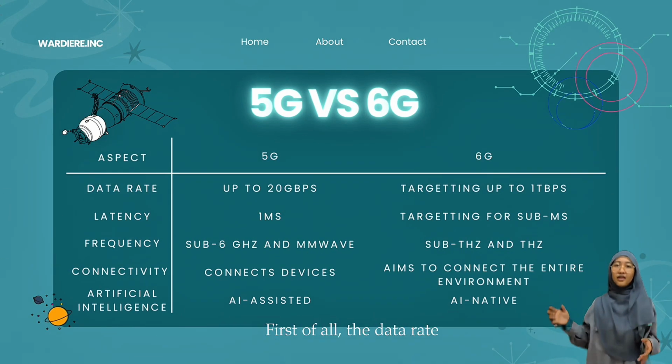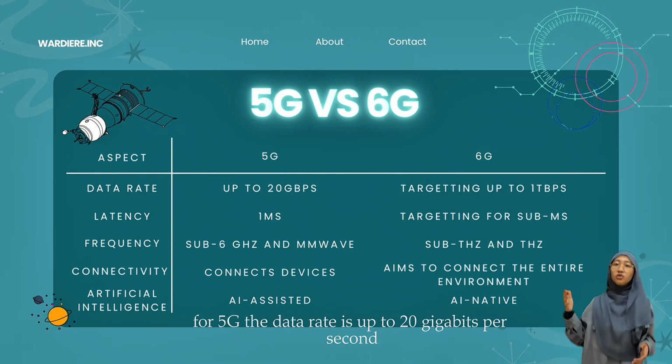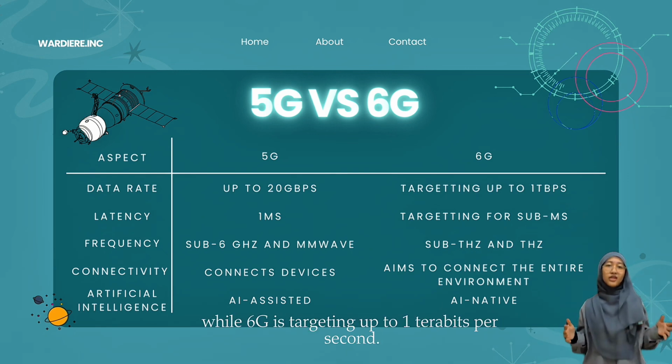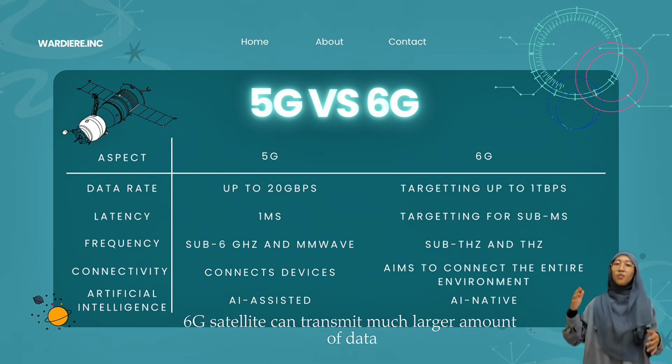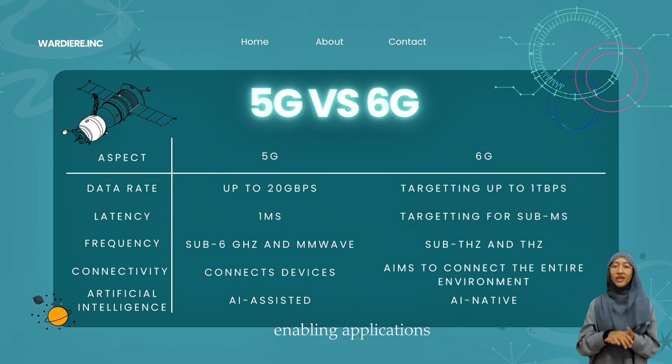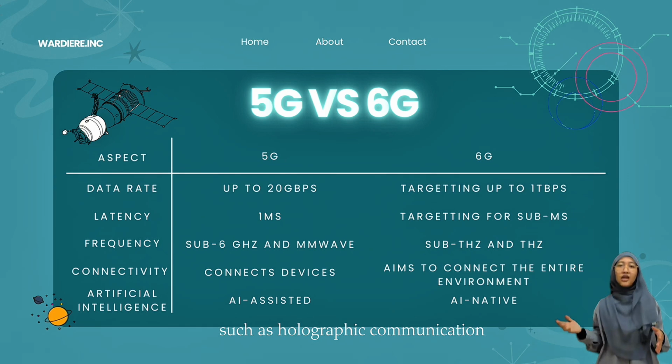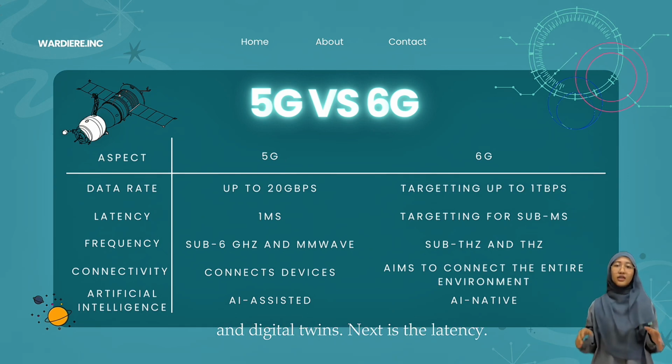First of all, the data rate. For 5G, the data rate is up to 200 bits per second, while 6G is targeting up to 1 terabit per second. Thus, future 6G satellites can transmit a much larger amount of data, enabling applications such as holographic communication and digital twins.